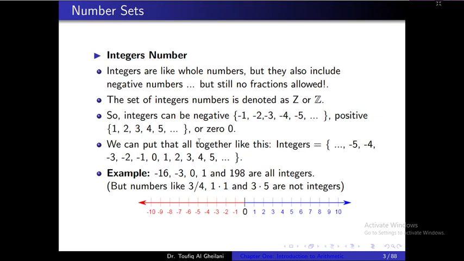We can put it all together like this: integers between curly brackets, so 0, 1, 2, 3, 4, 5 and so on, -1, -2, -3, or we can present them on this number line. For example, -16, -3, 0, 1 and 198 are all integers, but 3/4, 1.1 and 3.5 are not integers, as these are fractions.